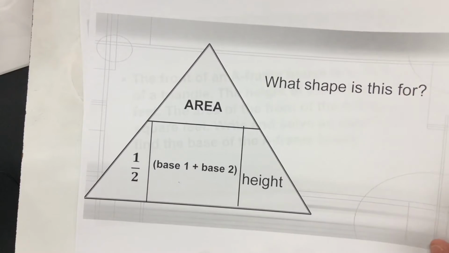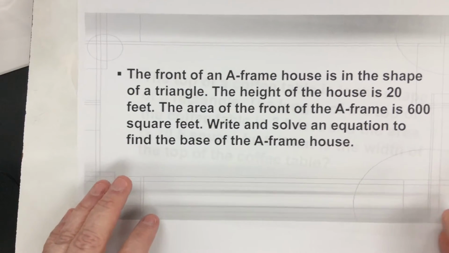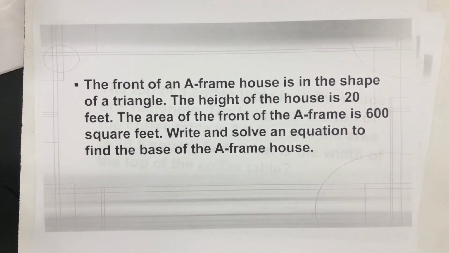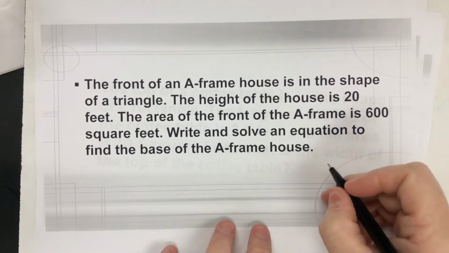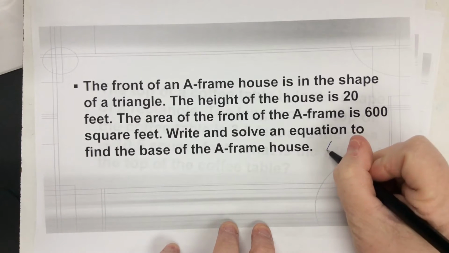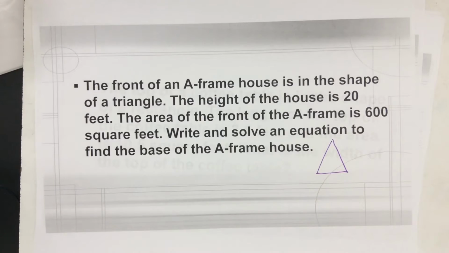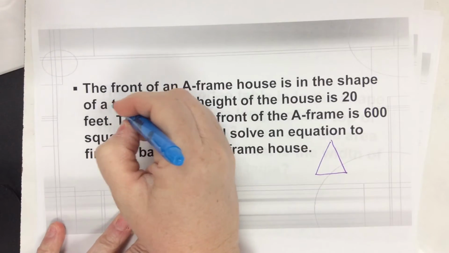Okay, so we're going to do a couple of problems here. We have 4 problems to practice together, and then you'll have a few on your own. Okay, make sure we're all on the page here, that we are focused. Okay, the front of an A-frame house is in the shape of a triangle. All right, so I like to draw a picture as soon as I see some information here. Okay, the shape of a triangle, that's important information here.